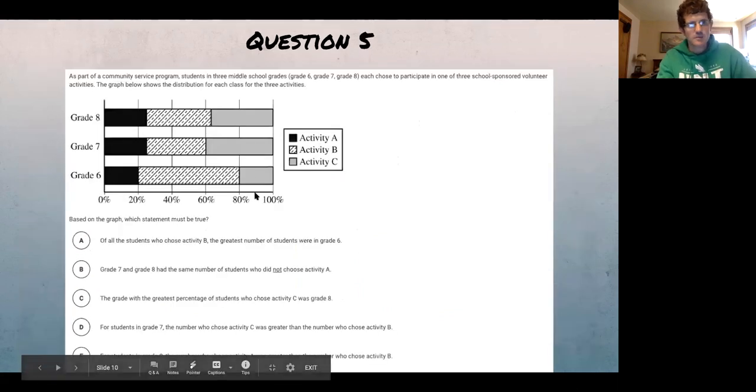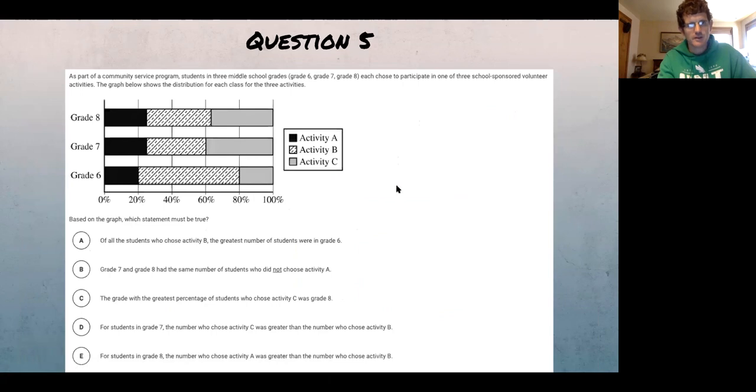So here we can see some segmented bar charts, relative frequency bar charts, that is. Okay, so we've got a community service program and participation in different activities. What must be true? Of all the students who chose activity B, the greatest number were in grade 6. Because this is relative frequency, we don't know anything about numbers. So we're going to cross that one out. Grade 7 and 8 had the same number of students who did not choose activity A. I don't know. We don't know.